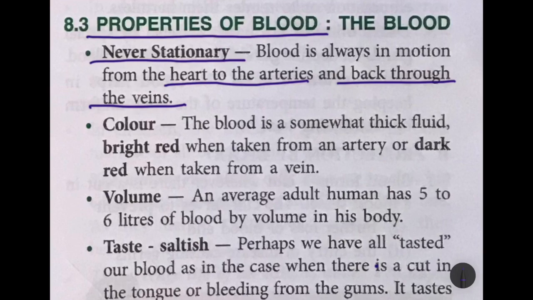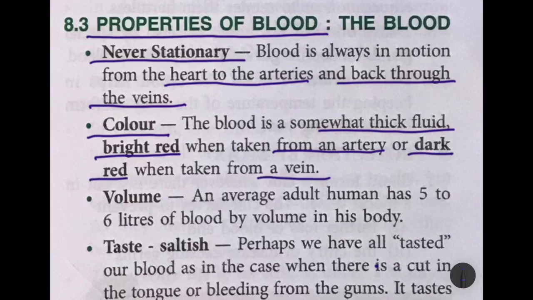Next, you know what is the color of the blood. The blood is a thick fluid. It is bright red when you take it from an artery, and it is dark red when it's taken from a vein. Remember, artery carries oxygen rich blood and vein carries carbon dioxide rich blood.